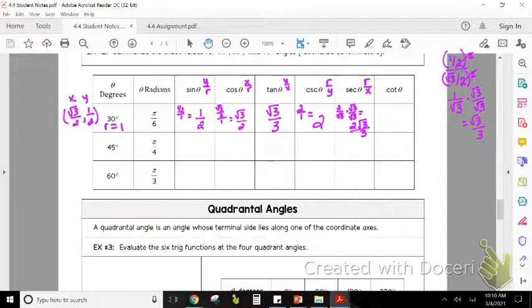And then cotangent is a reciprocal of tangent, so we can do the same thing. It's x over y, or we can say it's 3 over the square root of 3. Multiply by the square root of 3 to get it off the bottom. So we end up with 3 square roots of 3 over 3. These 3's will cancel, so we just end up with the square root of 3.